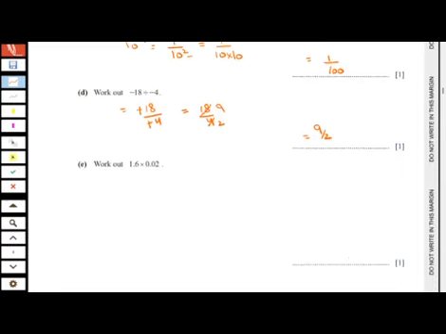Part E. Work out 1.6 times 0.02. Firstly, we will multiply 16 with 2, that is equal to 32. As you can see in the question, there is one decimal place and two decimal places. So in total we have three decimal places. We can write 32 as 0.032. So the answer is 0.032.